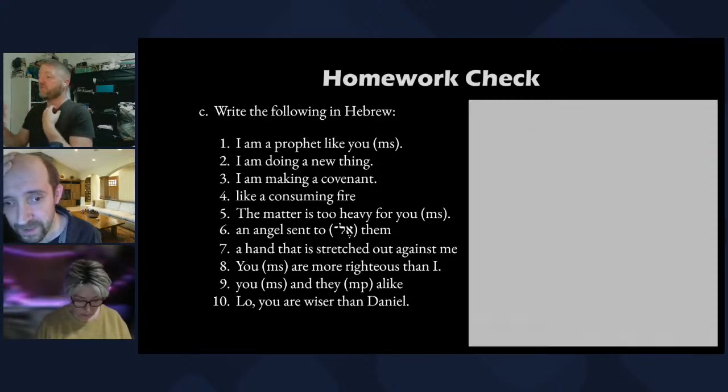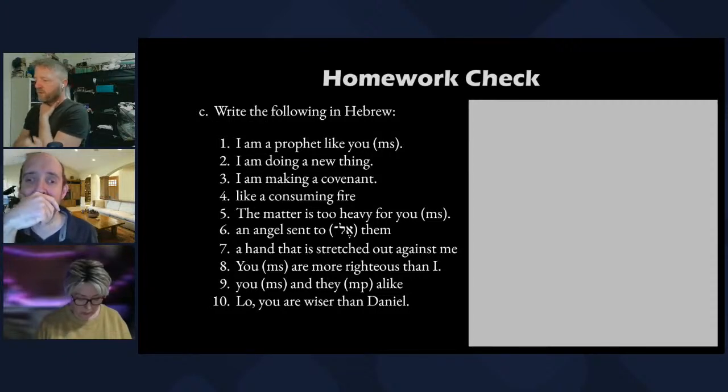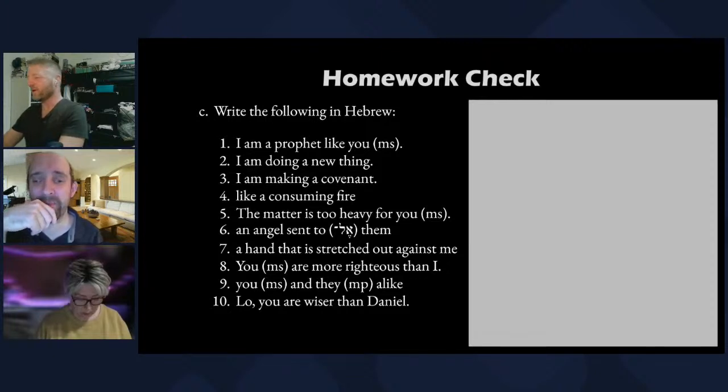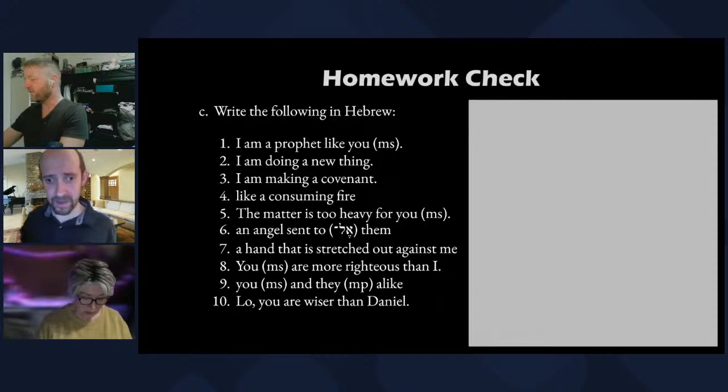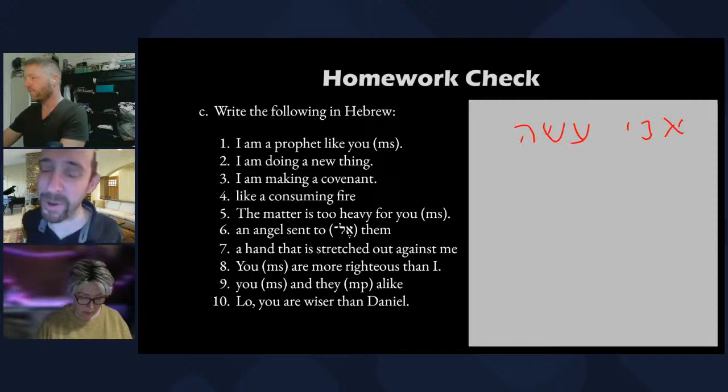Okay, number 2. Or you could say ani navi. I am a prophet. Ani navi kamocha. Yeah. I think, Jonathan, we had a disagreement about the word order for the verbless clause, right? Okay. Of course, but that's fine. Number 2, I am doing a new thing. עושה דבר חדש. Ose, does that give a person? I think you have to say ani. I don't know, but ani עושה דבר. You want to include the subject pronoun.